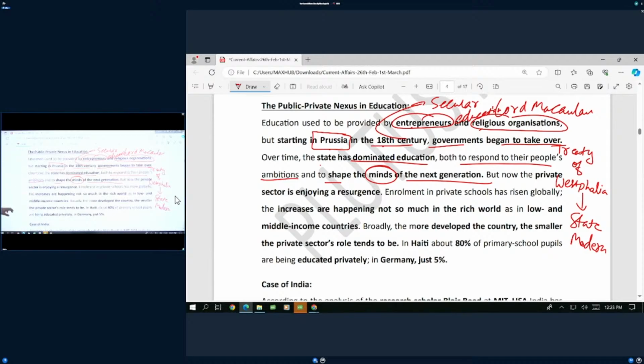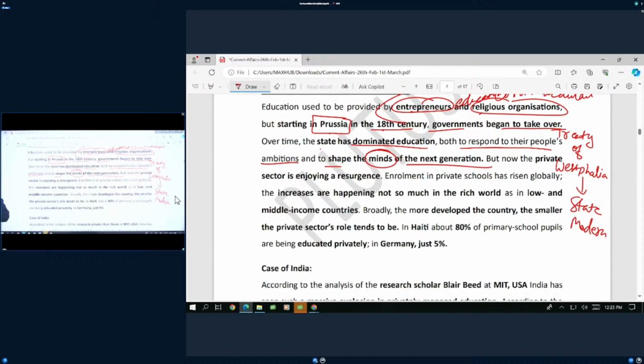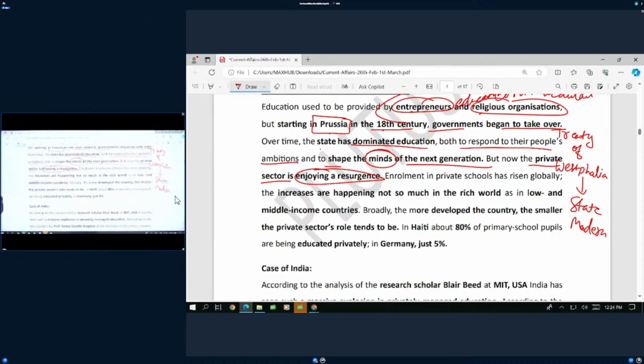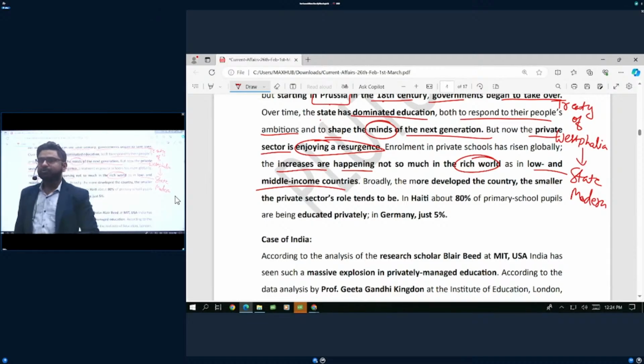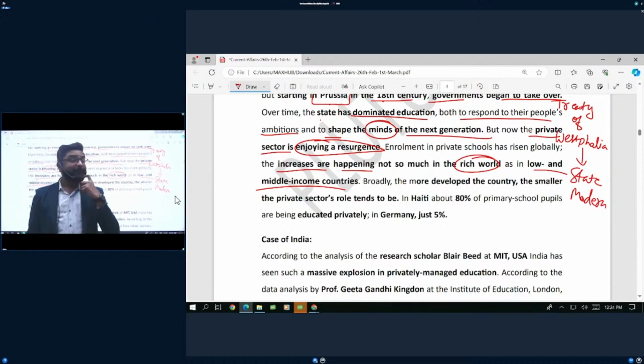Please remember that. But now a change has come. So this is history; now come to the present. Now we are seeing that the private sector is enjoying a resurgence around the world. Around the world, private education is rising. But there is a pattern we have noticed: the increase is not happening in the rich world. It is happening in the low end. So private education is rising in middle-income and developing countries, LDCs.